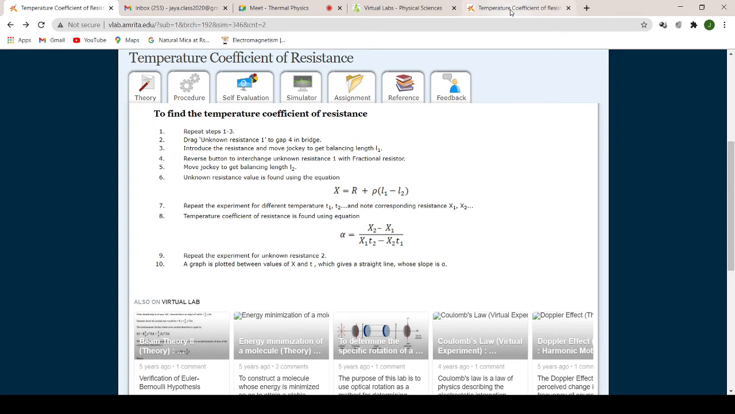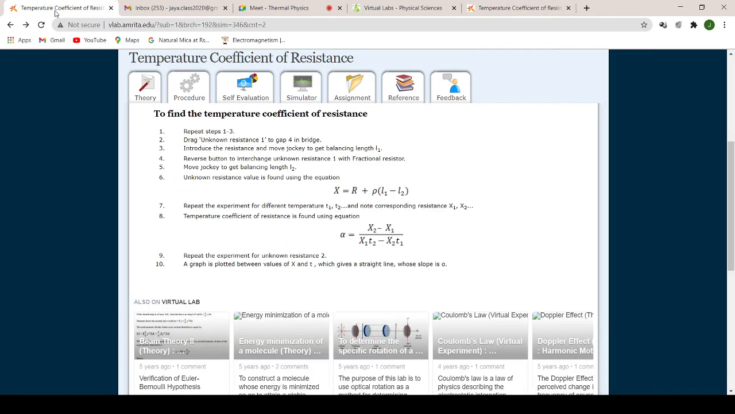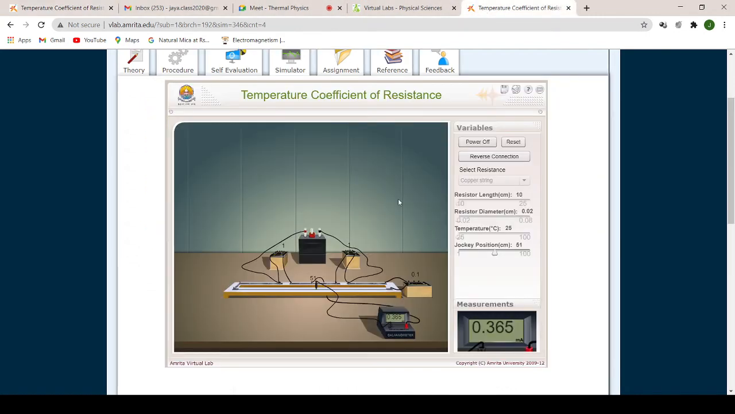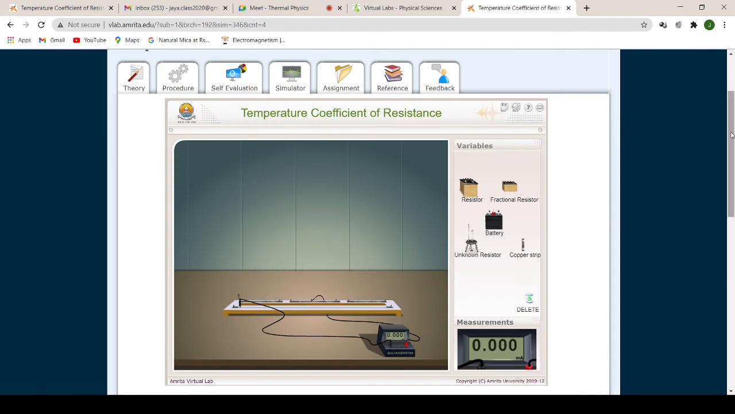Now, let us go to the second step where we are now going to find out the temperature coefficient of resistance. That is, we are going to find out the alpha value. So, let us go back and switch off the power over here and let me refresh it so that I go back to the original setup where there were no connections made.